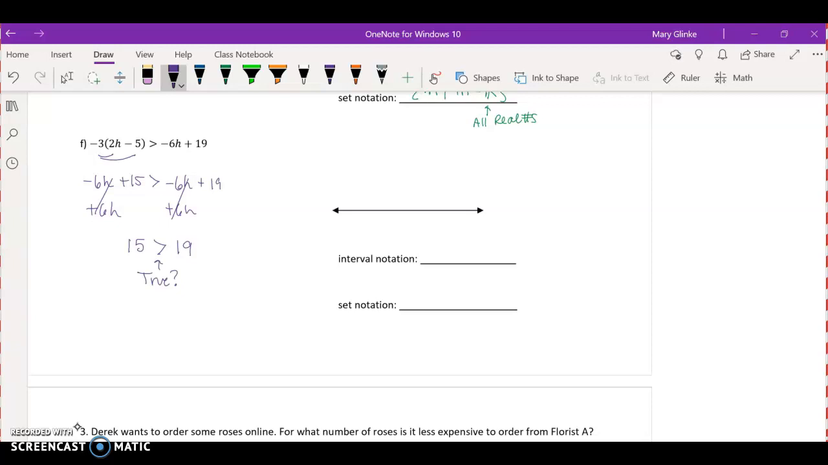So we ask ourselves, is this true? We have no more variables. We're comparing 15 to 19. 15 is bigger than 19. No, this is not true. So if it's false, that's going to be no solution.